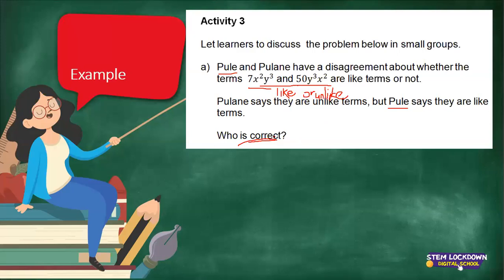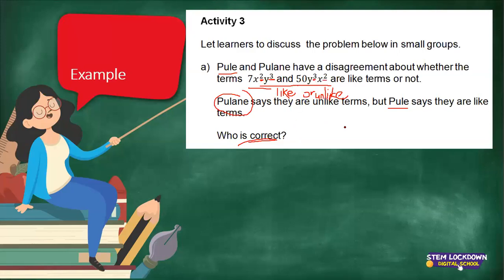Okay, thank you very, very much. The correct answer, who's correct? They are unlike, right? These terms are unlike. Why are they unlike? Remember here, the x squared on both sides, right? And y is cubed on both sides.